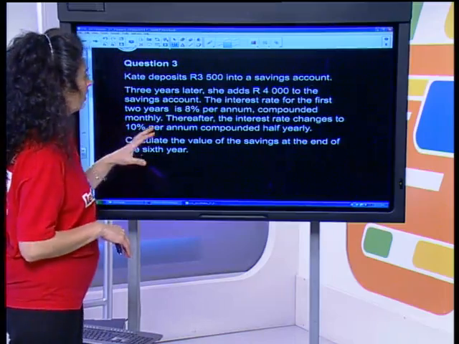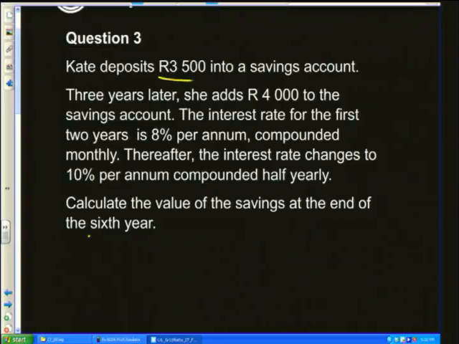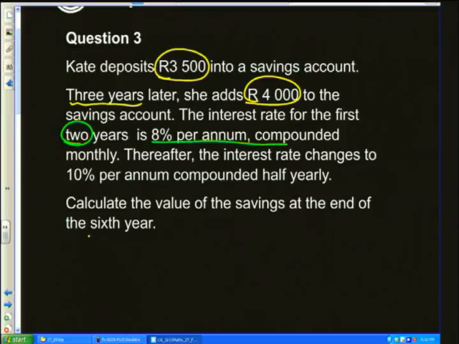Okay, so let's read to extract the maths. So we have a deposit of 3,500, and 3 years later she adds 4,000. So here's some information that's quite useful. Then the interest rate for the first 2 years is 8% per annum, compounded monthly. Thereafter, the interest rate changes to 10% per annum, compounded half yearly. Calculate the value of the savings at the end of the 6th year.